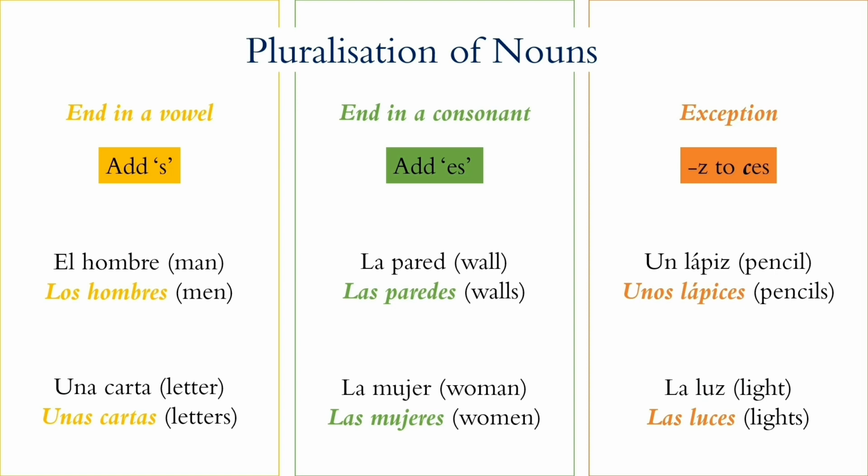So therefore in the plural the definite article el becomes los and la becomes las. So el hombre, los hombres, la pared, las paredes, and the indefinite article un becomes unos and una becomes unas. So un lápiz, unos lápices, una carta, unas cartas.